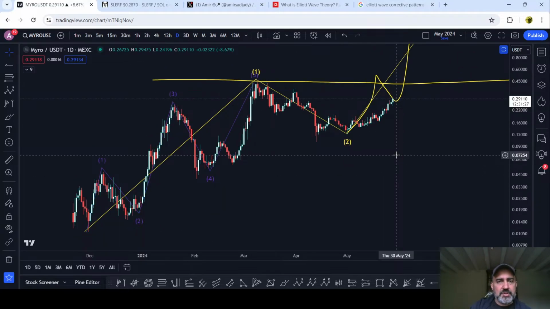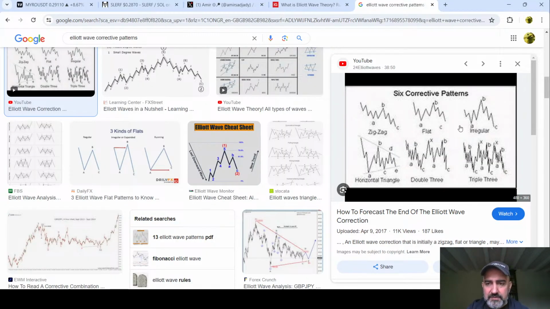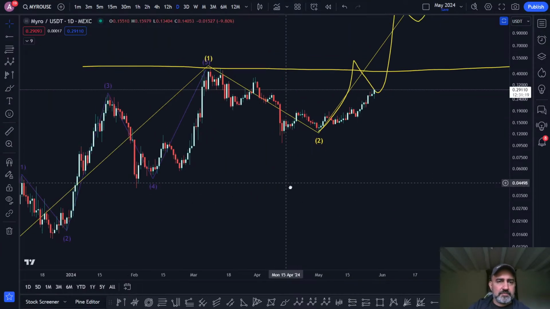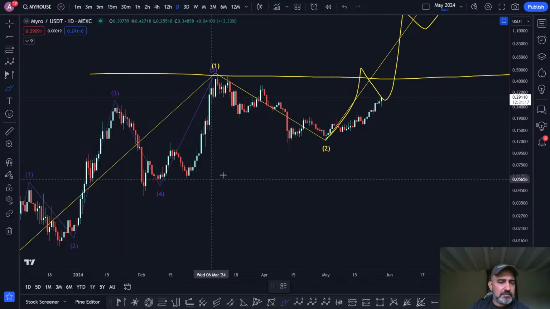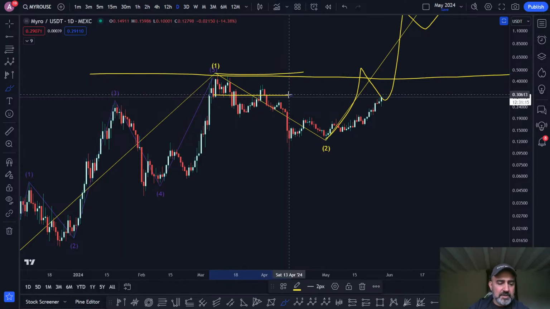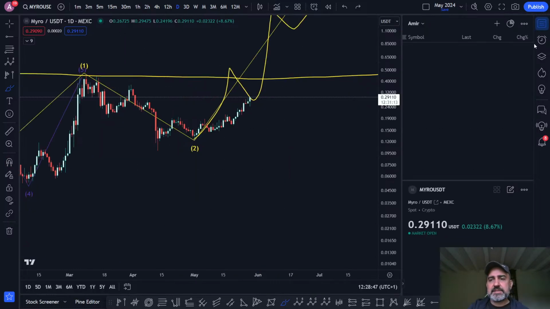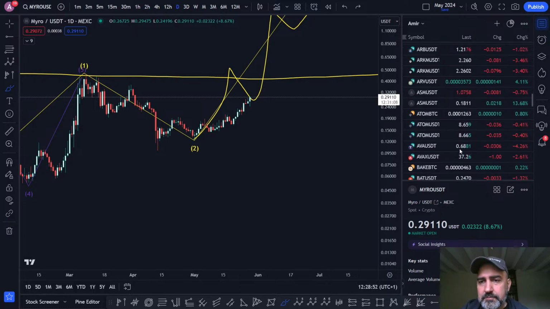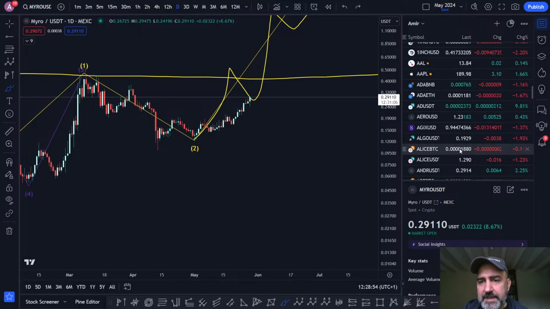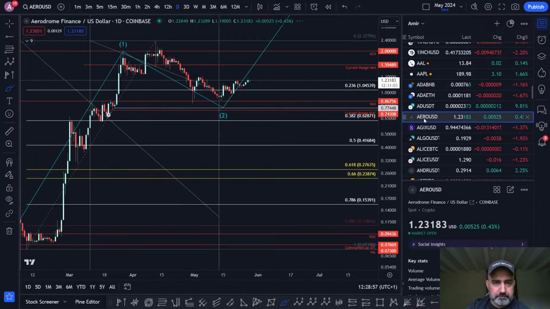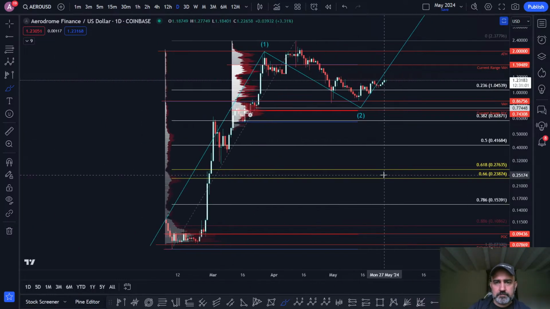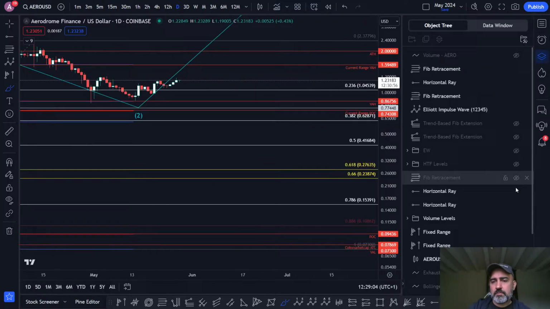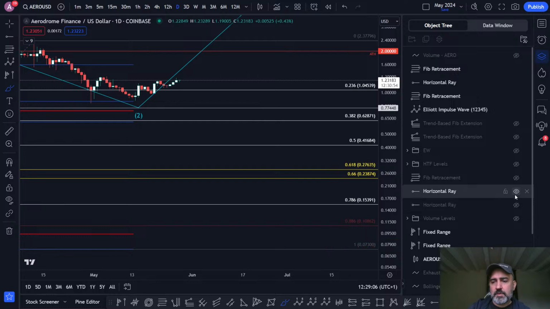Flat corrections are the easiest ones to see because they're just flat. So effectively with a flat correction, the price literally just goes sideways. A good way to see a flat correction is, if I can find it, arrow. Just hide all this stuff.